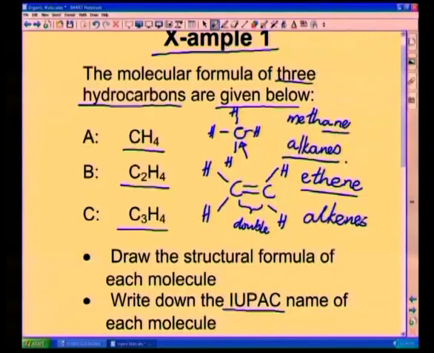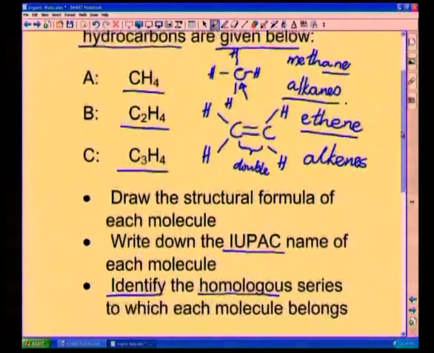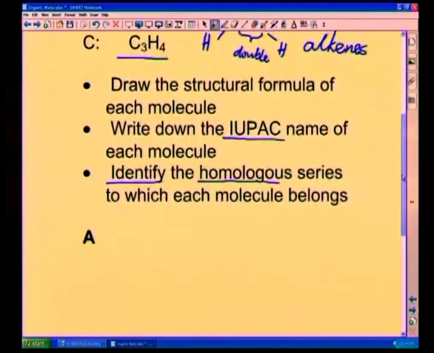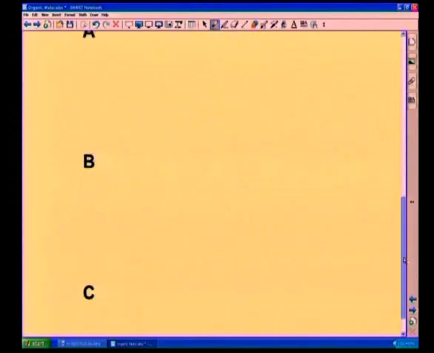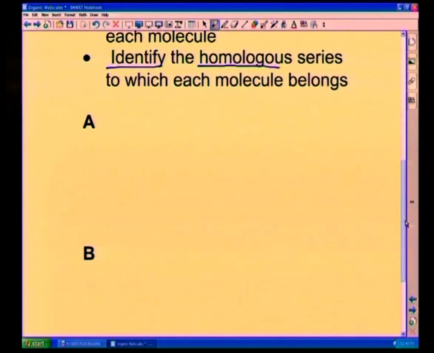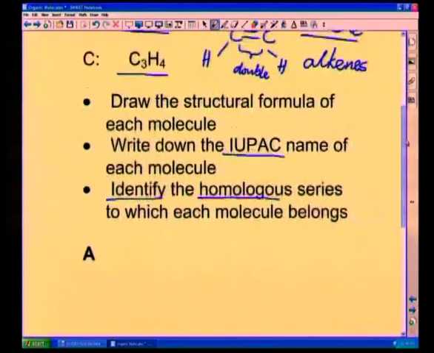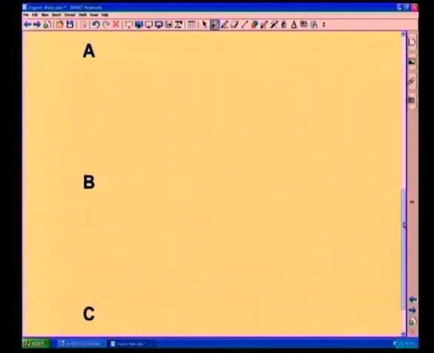Let's look at the last one, number C. We don't have enough space there for number C, so let me just come down here. In fact, I had a whole lot of space here, but let me just use this one for number C. Number C, C3H4. So I've got C, C, C. I've got 3 of them.